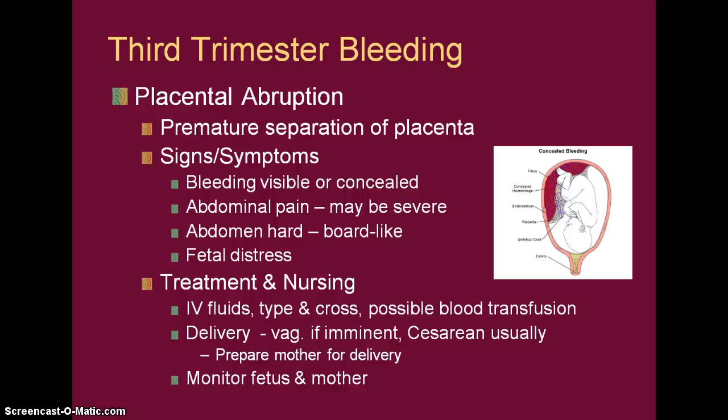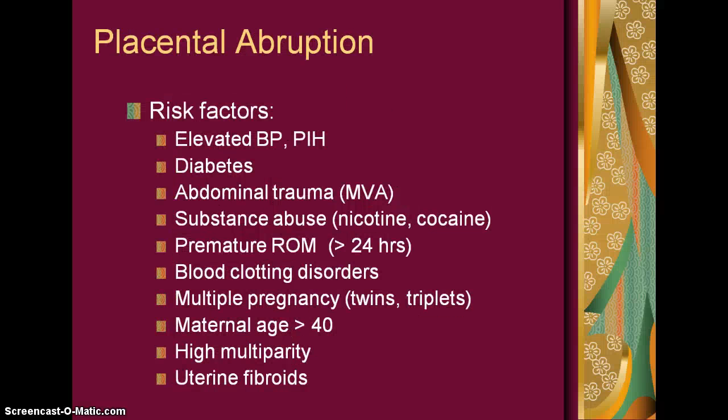So treatment for placental abruption is IV fluids, type and cross-match for possible blood transfusion, and delivery. So if she's in labor and close to vaginal delivery, that may be able to be successful. Most often cesarean delivery is necessary. So the nurse will prepare the mother for her delivery. Monitor the fetus and the mother. Risk factors for placental abruption are listed on this slide.